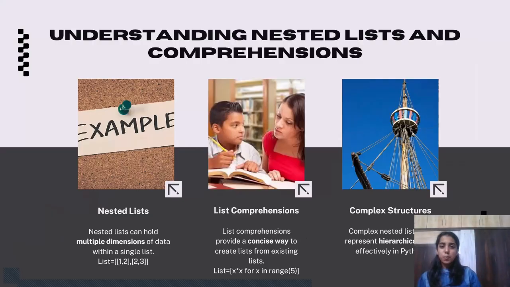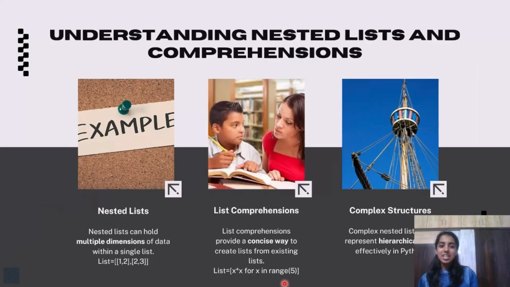Understand list comprehensions. It is a way to create new lists quickly and cleanly. Instead of writing long loops, you can generate a list in just one line. For example, the line that I have given here, x*x for x in range, automatically creates and gives you a list of squares. Simple, fast and very Pythonic.